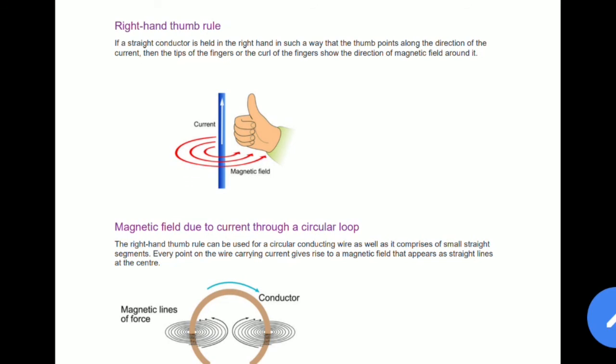If the current flows in the upward direction, then the direction of magnetic field will be in the anti-clockwise direction. And if the direction of the current is in the downward direction, then the direction of magnetic field will be in the clockwise direction.